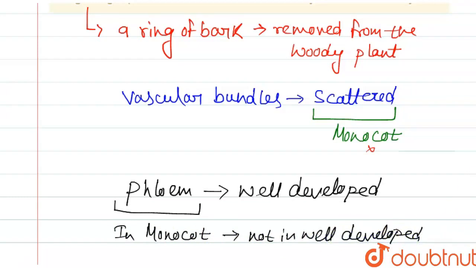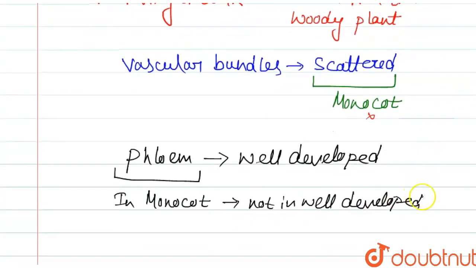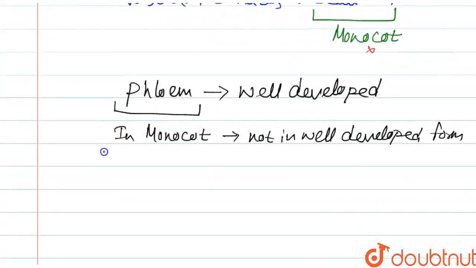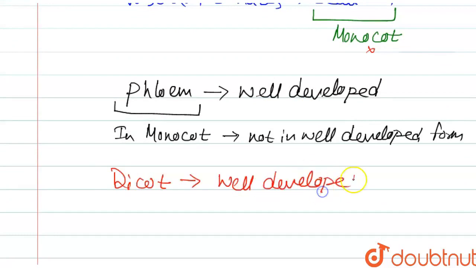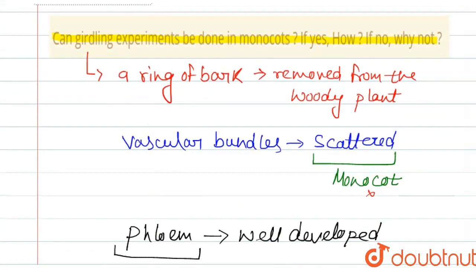not being able to do the girdling experiments, but in dicots, these are well developed. The phloem and xylem are in well developed conditions. So in dicots, this girdling experiment can be done as well developed phloem and xylem are present, whereas in monocots, this well developed phloem and xylem are absent. So girdling experiments cannot be done in monocots.